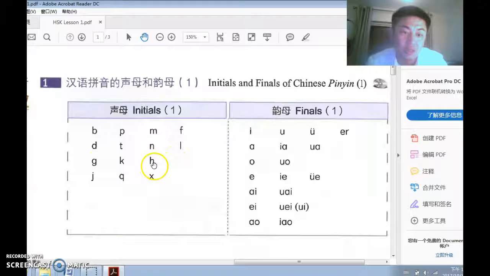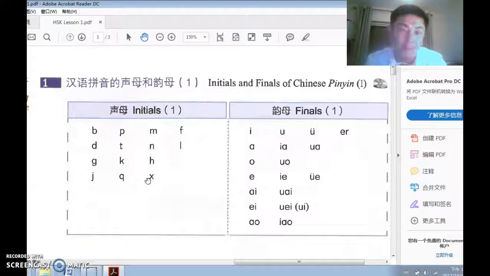G, k, h. Right? In Chinese, this H is a little stronger than English H. So h, it's a bit of a throw. Put a bit of throw here. H, h, h. Right? This one, J is pronounced Ji. And the Q is pronounced Qi, not K. This is K, the only K in Chinese. This is Qi. And this is Xi. I don't know if you can hear it very clearly.